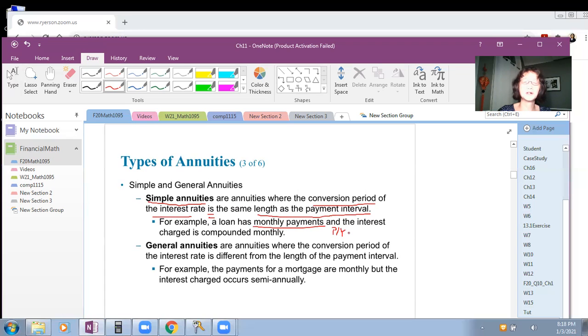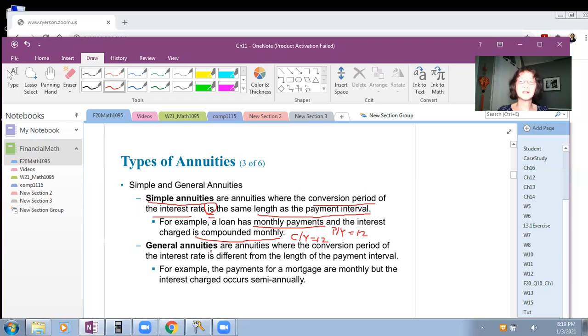PY equals 12. Interest compounded monthly means in 1 year the interest conversion period CY equals 12. So they are equal. This is a simple annuity. When PY equals CY, it is a simple annuity.